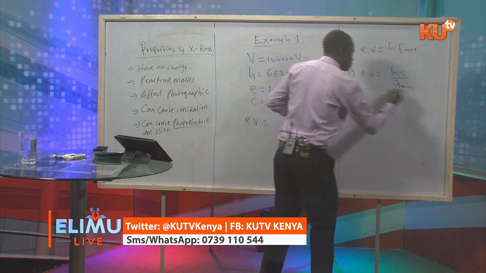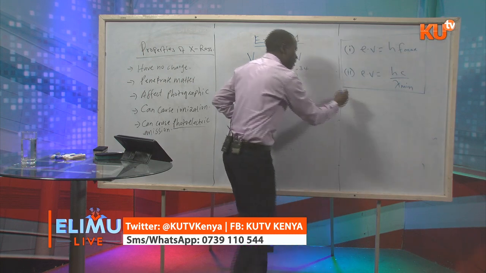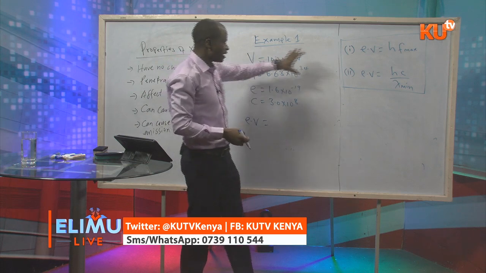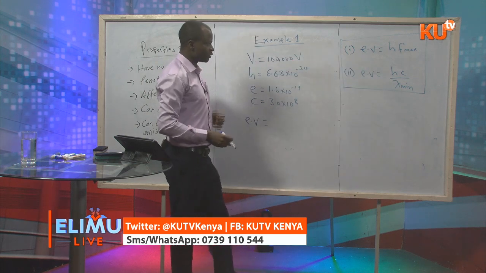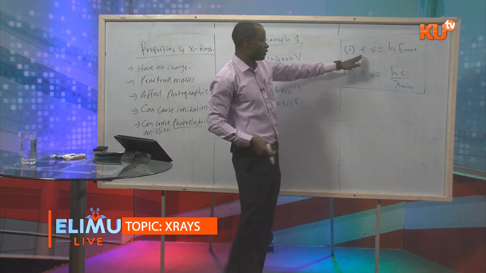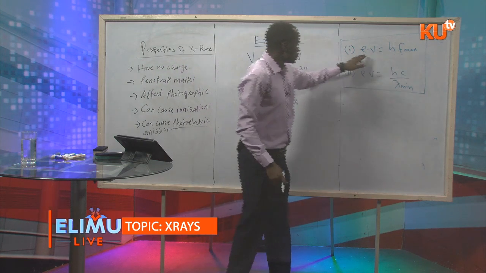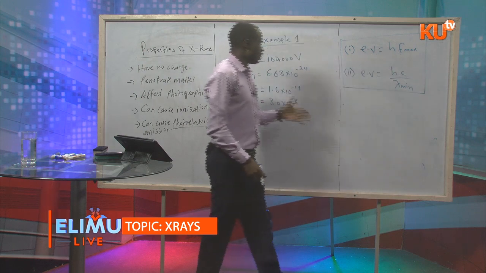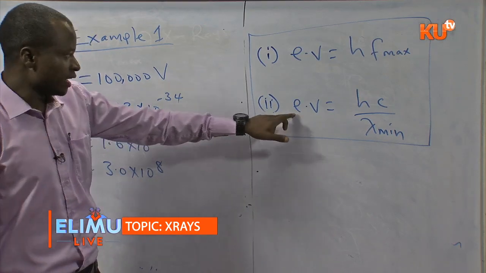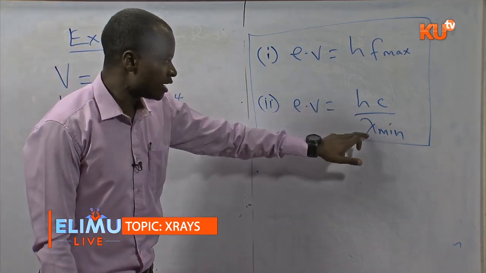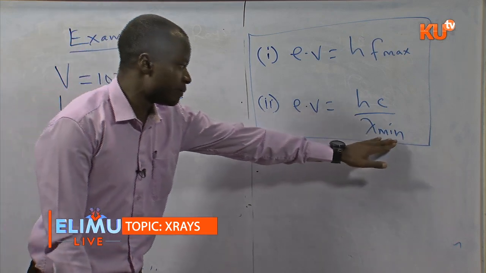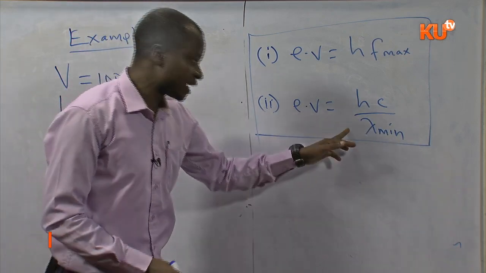So I want this to remain here. You can copy them somewhere. And now I want to ask you, relating to what we have and the 2 equations, which one do we use? Do we use the first one? The first one requires us to look for F max because we have E, V, and H. No one is asking for F maximum. The second one, we have E, V, HC, and lambda minimum. And we have all these other ones except the minimum wavelength. Therefore, we use the second equation.